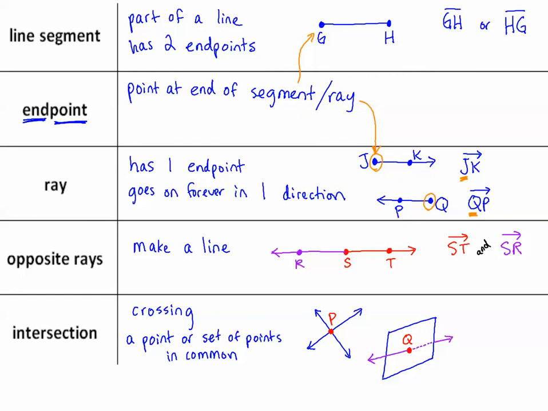I could also draw planes intersecting. Here's a plane, and here is another plane. Kind of like the two walls in your room. If you look at where the edges of the walls are, they meet at a line. This time the intersection is a line. I'm going to call this line M. Line M is the intersection of the two planes.